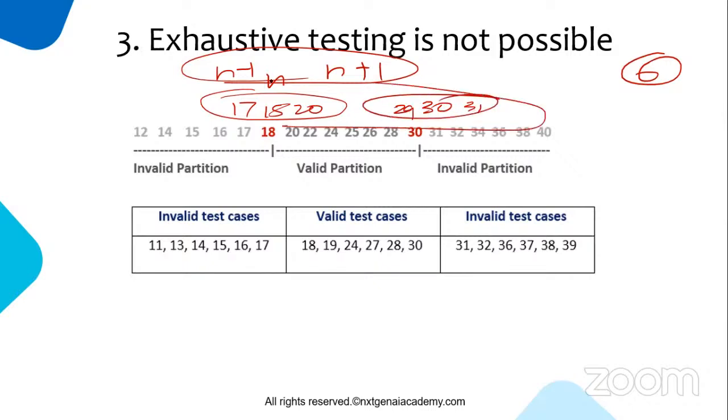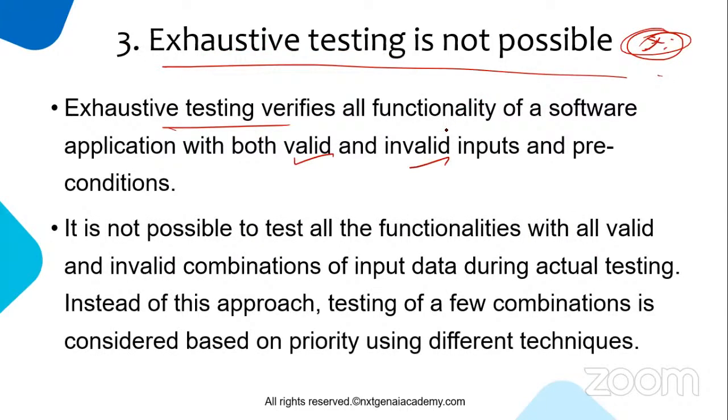So during the testing, if you test for these 6 values, it is sufficient to say that the age field is working properly. Anyhow, we are going to see this in depth. I'm just giving you an insight about it. That is the third one, exhaustive testing is not possible. It is not possible to test all the functionalities with all the valid and invalid combinations of input data during the actual testing. Instead of this approach, testing of a few combinations is considered using different techniques.